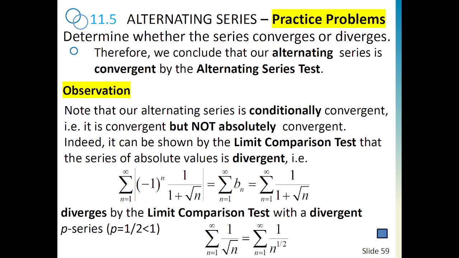So using limit comparison test, we need to do the details obviously. So the dominant term upstairs is 1, the dominant term downstairs is radical n. So we will use as comparison series 1 over radical n.